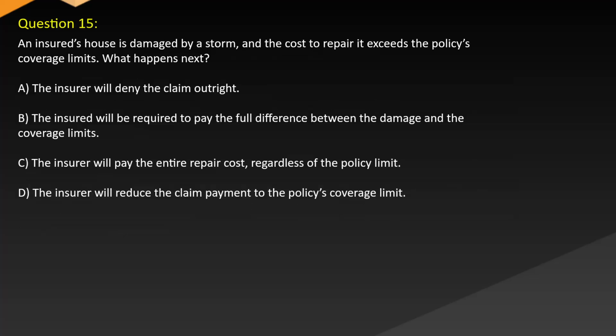Question 15. An insured's house is damaged by a storm and the cost to repair it exceeds the policy's coverage limits. What happens next? A. The insurer will deny the claim outright. B. The insured will be required to pay the full difference between the damage and the coverage limits. C. The insurer will pay the entire repair cost regardless of the policy limit. D. The insurer will reduce the claim payment to the policy's coverage limit.